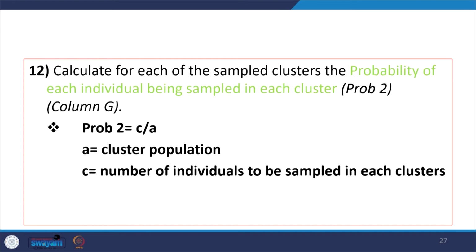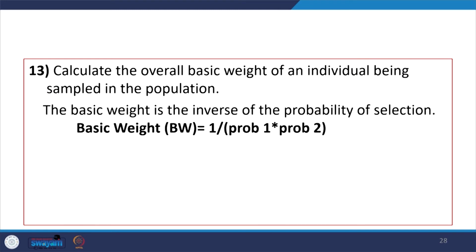Second one, calculate for each of the sampled clusters the probability of each individual being sampled in each cluster. Probability 2 is C by A, where A is your cluster population and C is your number of individuals to be sampled in each cluster. Okay, number of individuals to be sampled in each cluster. You can follow it through my example and I will be guiding it.